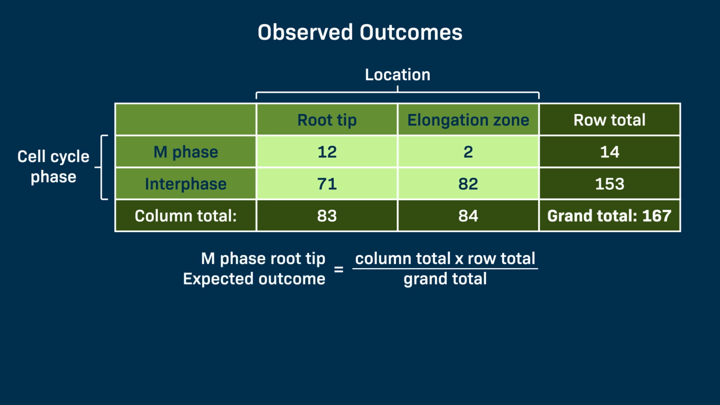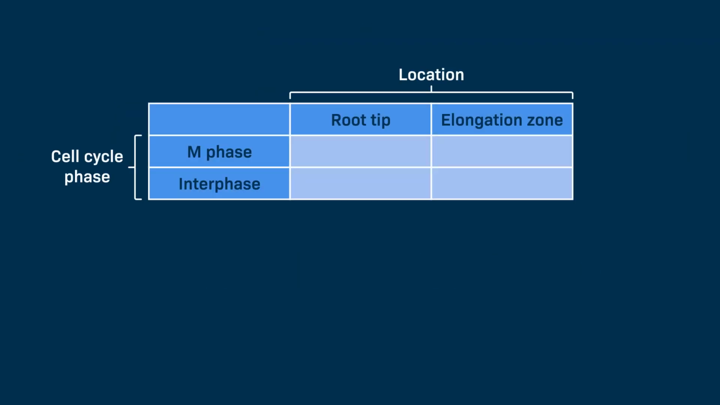So for M phase root tips, the expected value would be 14 multiplied by 83, then divided by 167, which is 6.96. Rounded to the nearest whole number, that's 7. Let's do the same for all other combinations and fill out a new table of expected values. Our expected value for elongation zone M phase is also 7. For root tip interphase, it's 76, and for elongation zone interphase, it's 77.